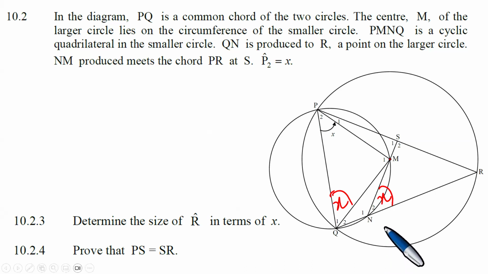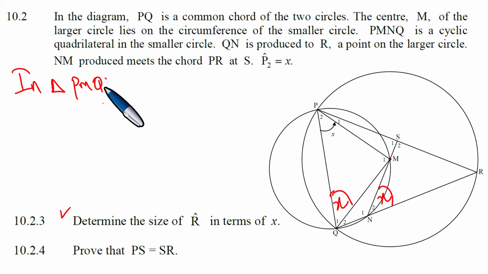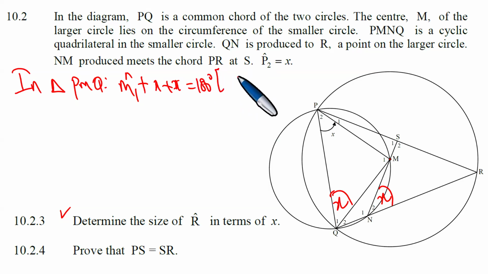I'm saying X equals 45. Okay, you can think that X is 45. But now if you look at this triangle, in triangle PMQ, we have the angle M1 plus 2X is 180 degrees.